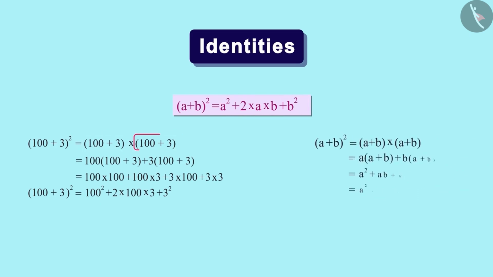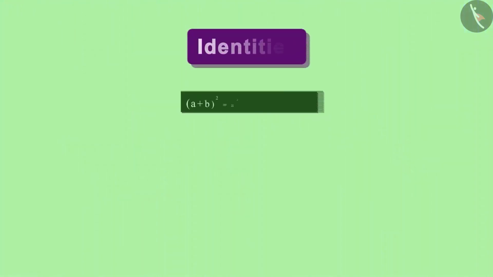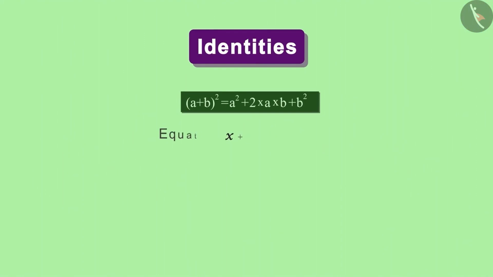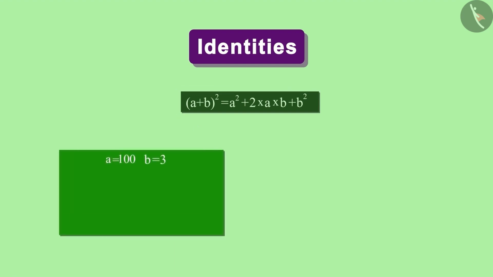We will get the expression on the right side when we multiply a plus b by a plus b. We have seen this kind of equations before. Solving this equation gives us only one value of x, which is 2. But we have seen that this equation is true for two different values of a and b.